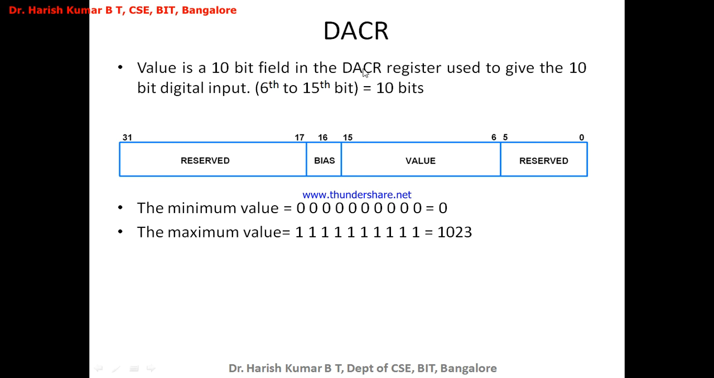Now, understanding more about the DAC register. The value is a 10-bit field. The DAC register is used to give a 10-bit digital input, from the 6th to the 15th bit, so the total number of bits is 10. The minimum value you can give in binary is 10 zeros, which is 0 in decimal, and the maximum value is all 10 ones, which equals 1023.